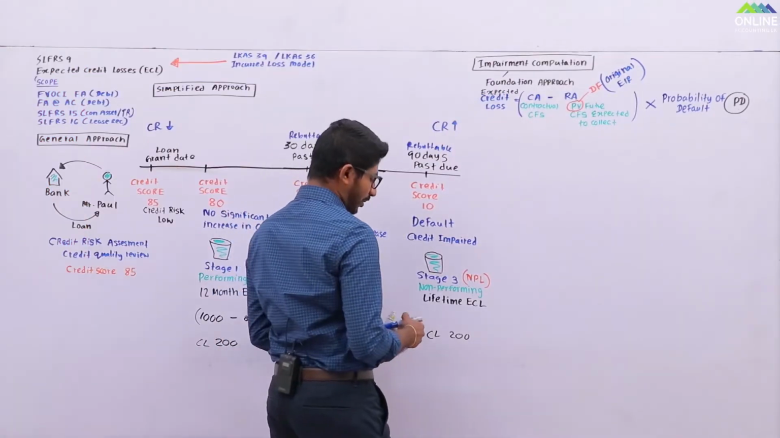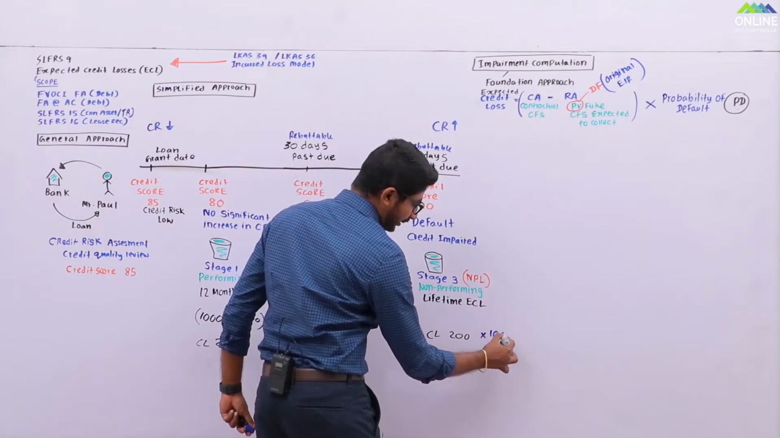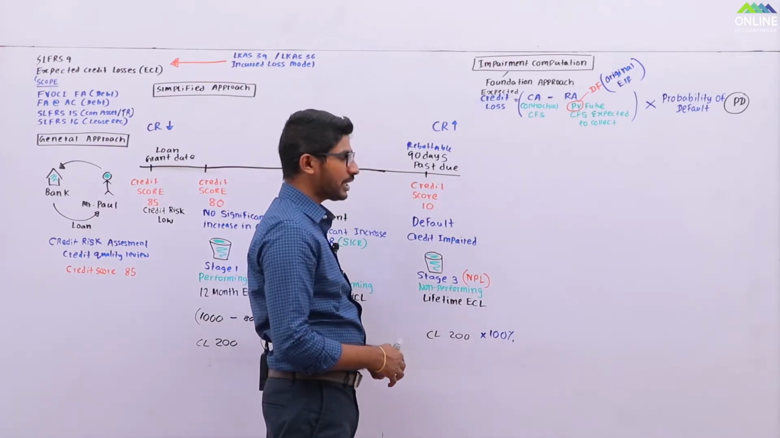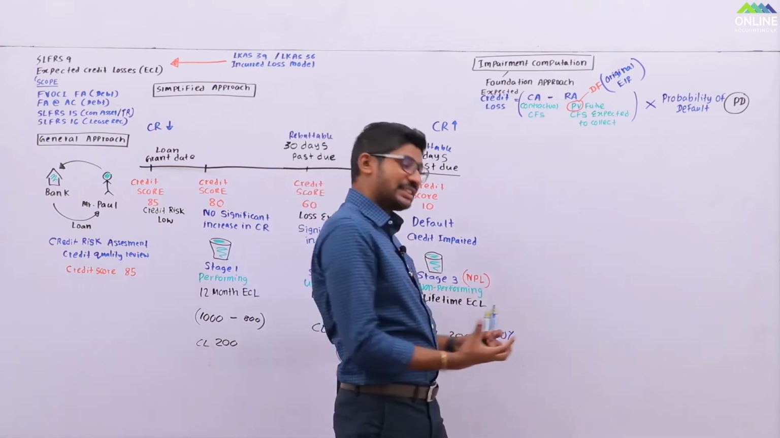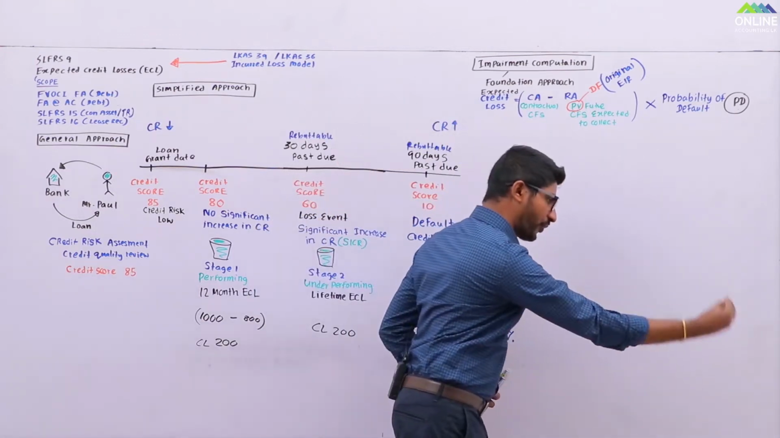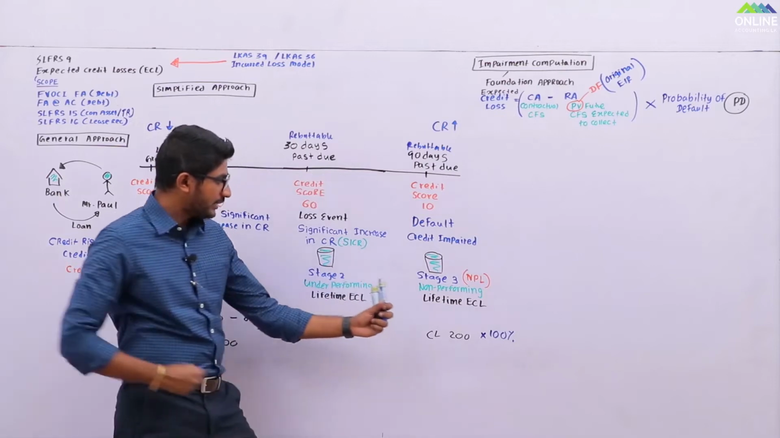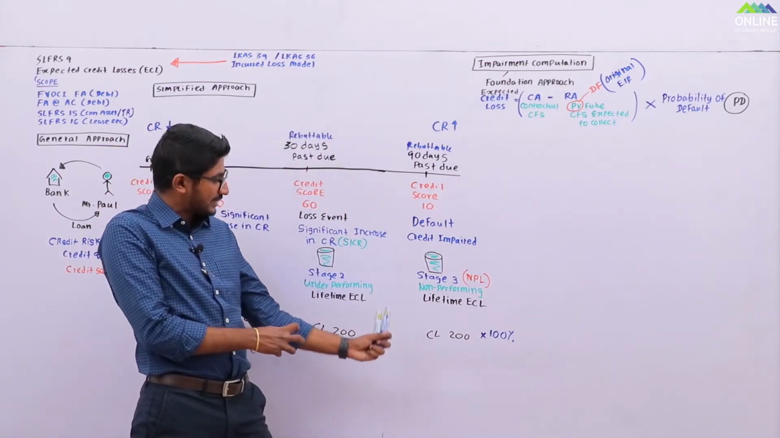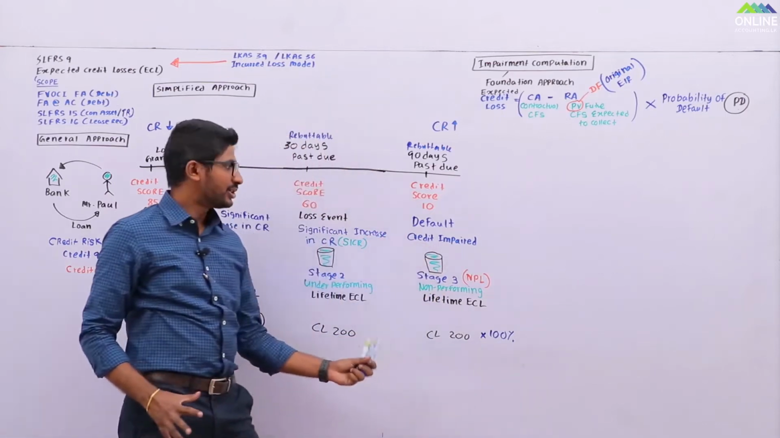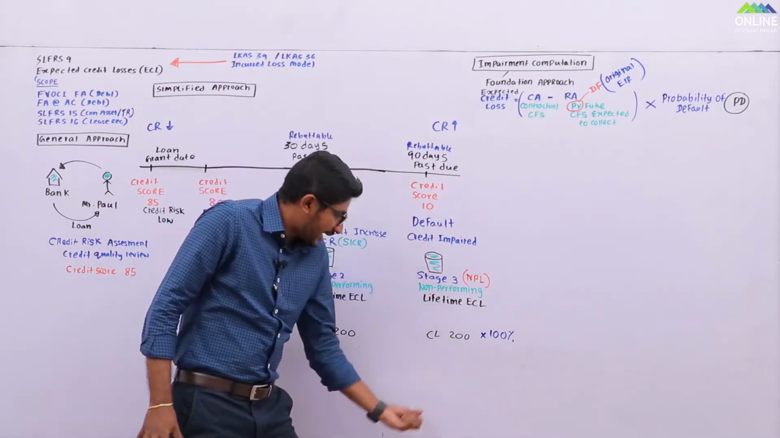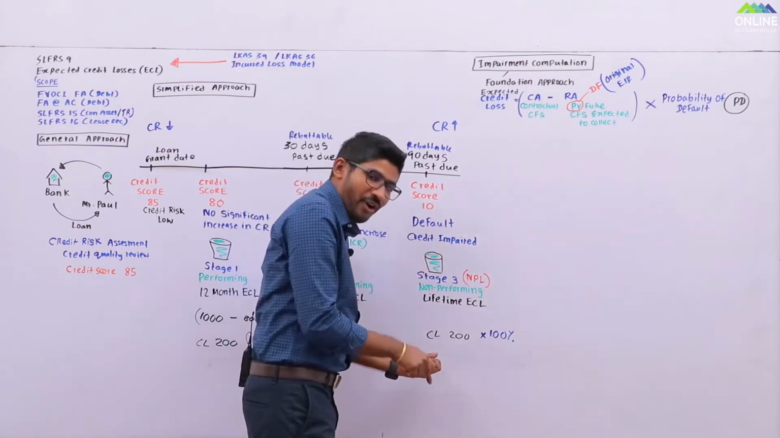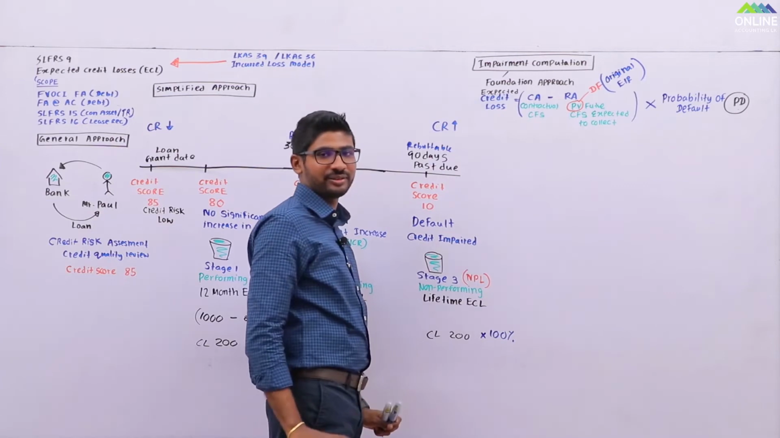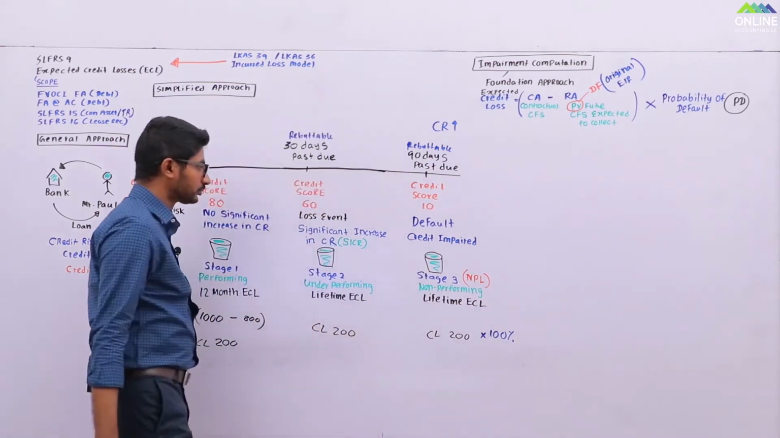100% student. Probability of default 100%. Why? We are almost at the default stage. The probability of default is: what is the probability that the customer might go to the default bucket? What is the probability that the customer might go to stage 3? What is the probability that the customer is defaulting? So if the customer is at stage 3, he has already defaulted, which means the probability of default is 100%, already defaulted.